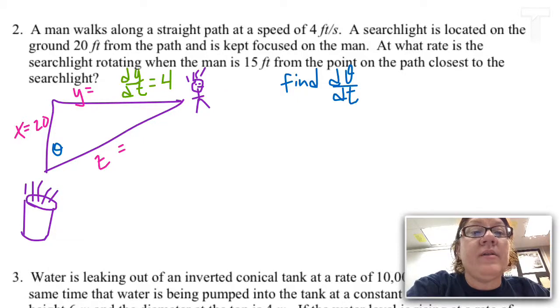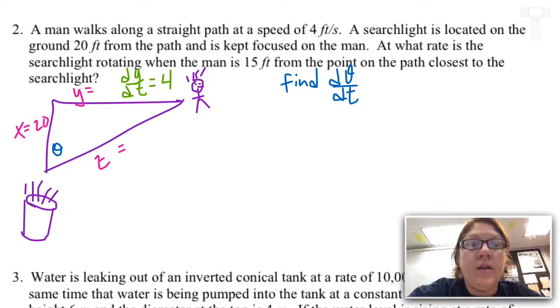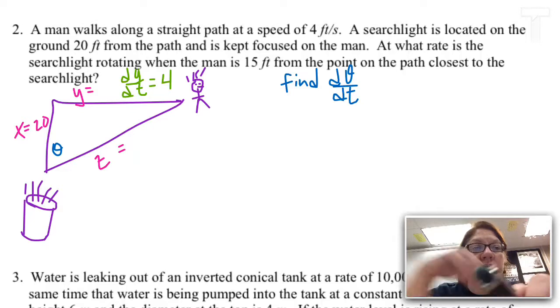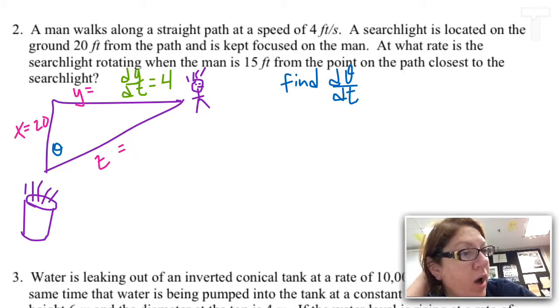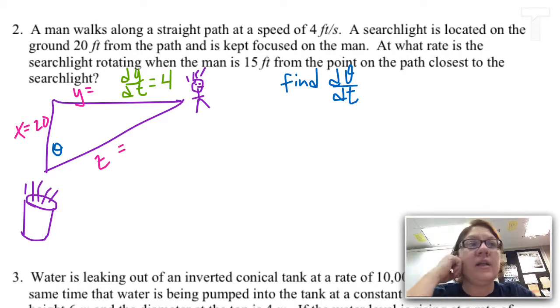So this problem is similar to the one that we did in class today, where we were finding the change in the angle, and hopefully, like my little searchlight that I drew and my little man. And so I spied with my little eye the 4 feet per second, and so I knew that that was a rate, and that was the man walking along the straight path. So that happens to be my y variable, so that's dy dt.